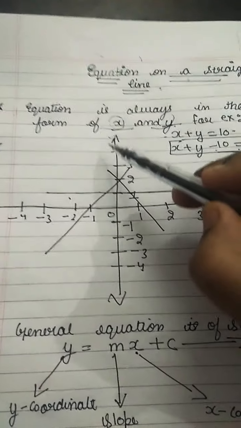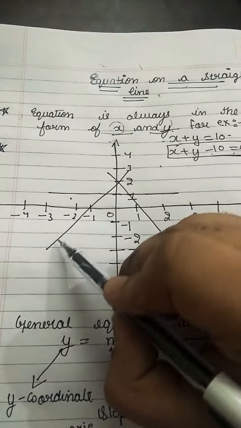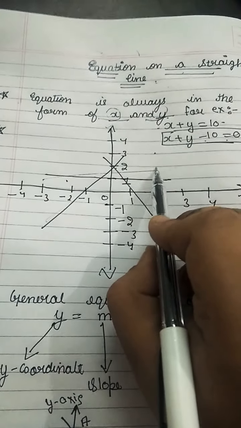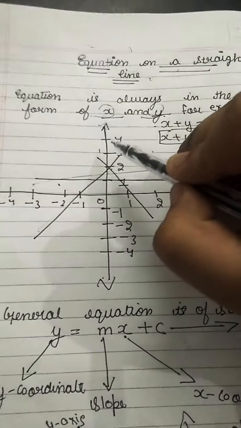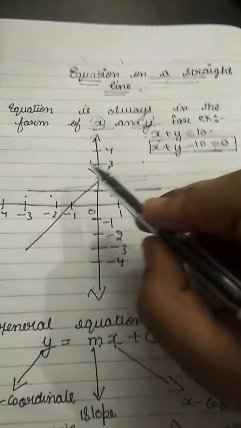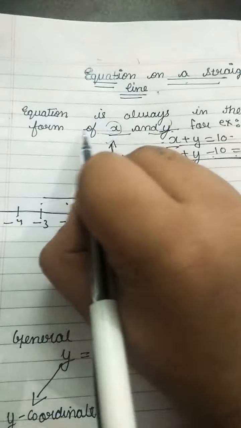For example, you take this graph, any line you draw, see this one also, any line you draw always has an equation. But how to form this equation, I'll be telling you in the next point. So every line has a certain equation, and as I told you, that equation is always in the form of x and y.